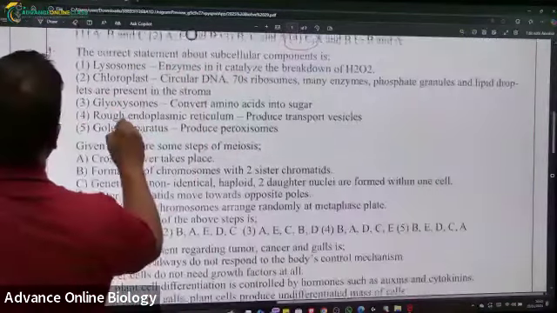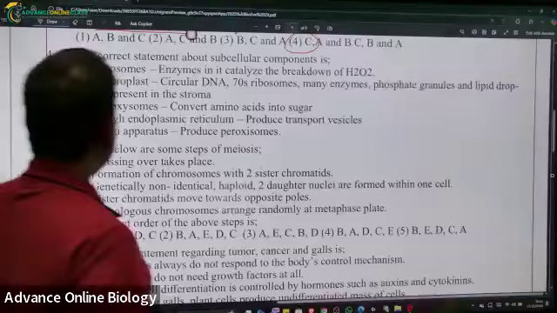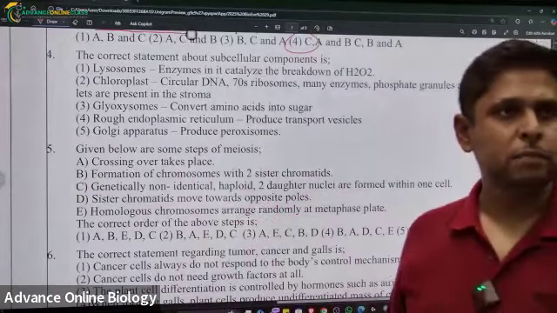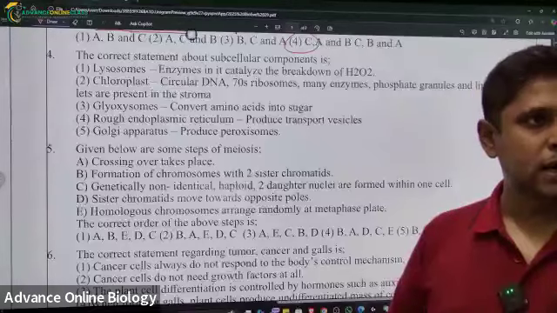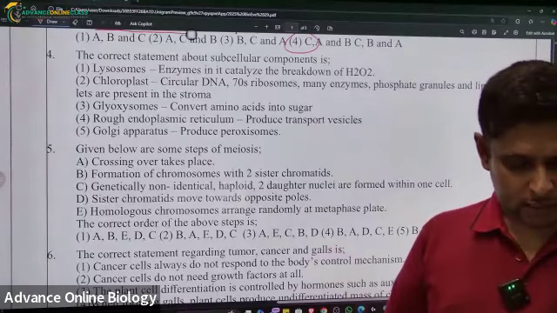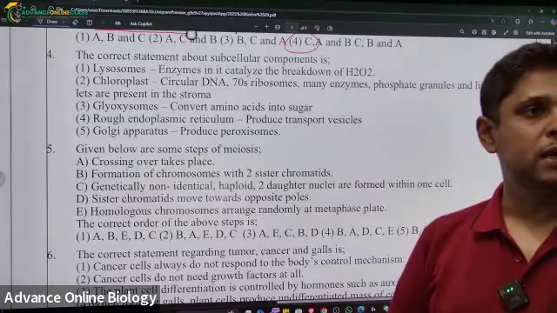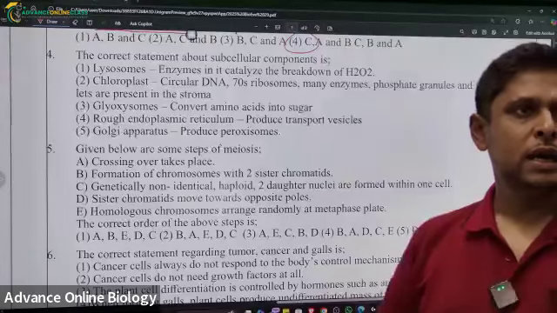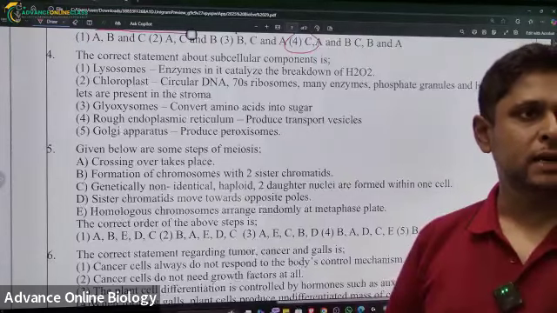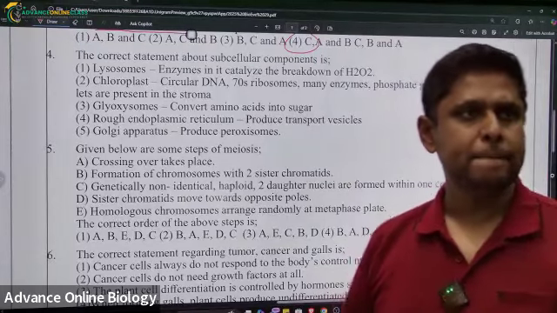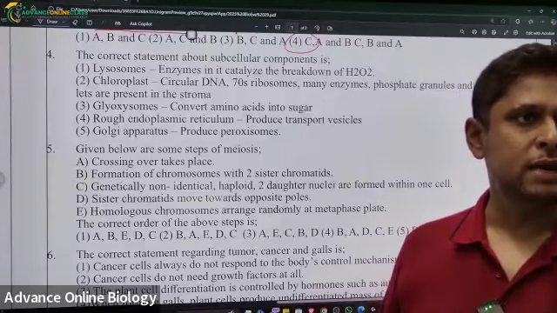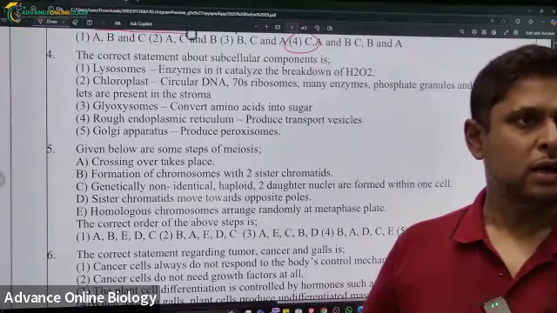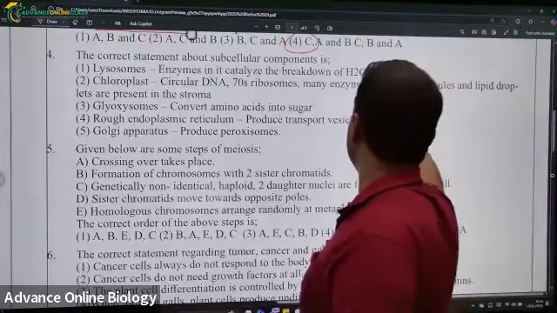Next one, people, question number 4. The correct statement about subcellular components is: lysosomes, the enzyme in it catalyzes breakdown of hydrogen peroxide. Wrong. Neither. This is actually done by peroxisomes.